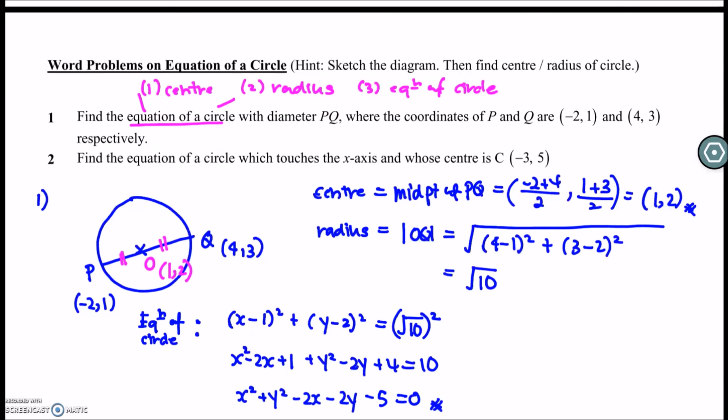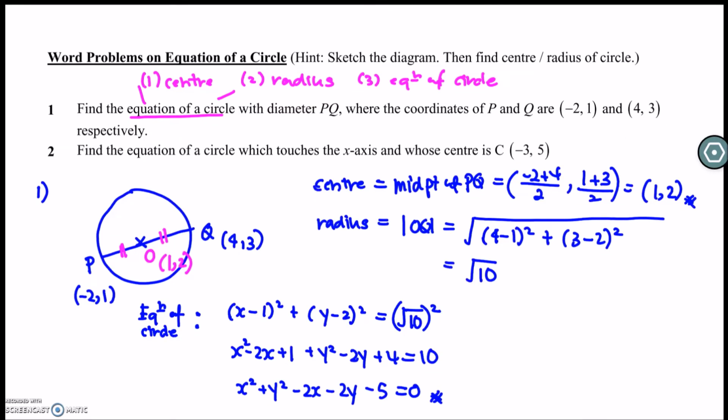So just to summarize question 1, to find the equation of circle, we must always first find the center and the radius of the circle before we can find the equation of circle. So how to help us find center and radius? We can illustrate the information given into a diagram. So in this case, since the diameter is PQ, we can find the midpoint, which is the center of the circle. So from there, we can work to find the radius and therefore find the equation of circle. Let's move on to question 2.